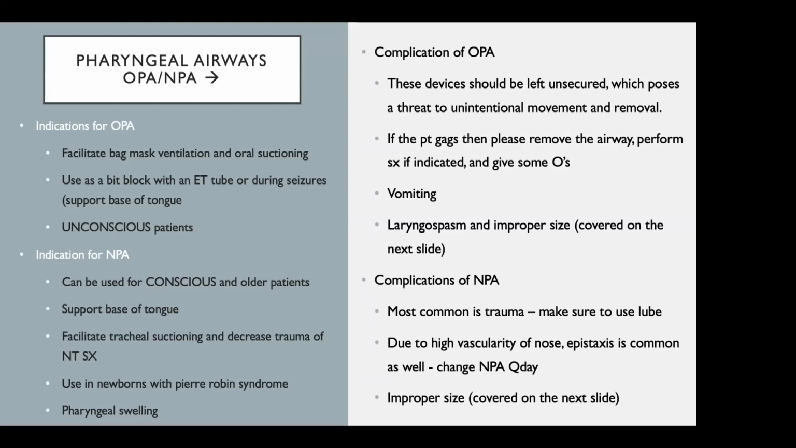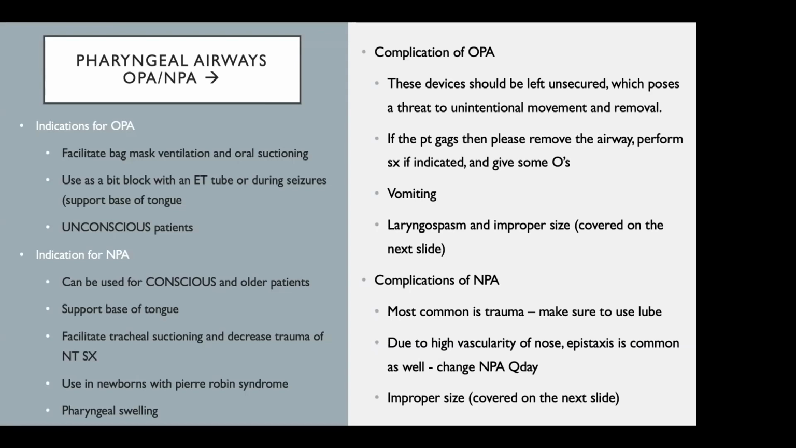So if the patient gags, we stimulate the gag reflex, then remove it and perform suction if you need to, give them some O2 or what have you. This is a big thing with OPAs, because let's say we have a semi-comatose patient, maybe somebody's very lethargic, and at first maybe we think they're unconscious, they need an OPA, and they start vomiting, you've got aspiration right then and there, right? It can cause laryngospasm, and if improperly sized, we'll cover that on the next slide. But yeah, think about if it was improperly sized. It'll probably make sense in just a minute.